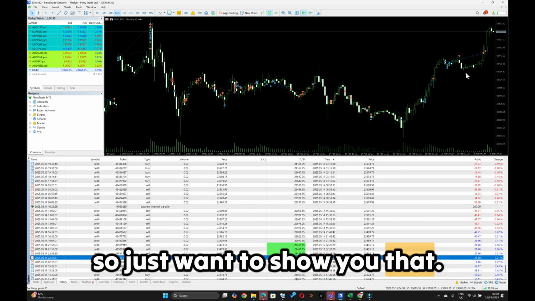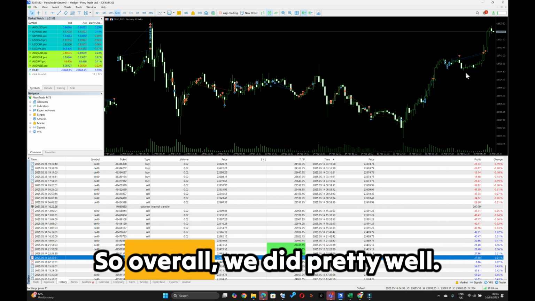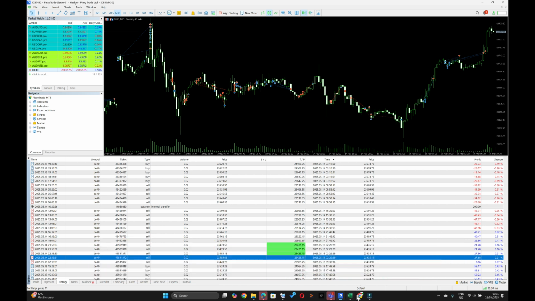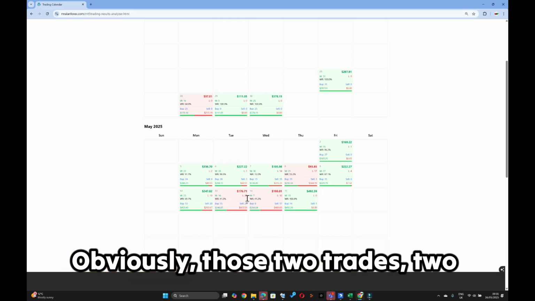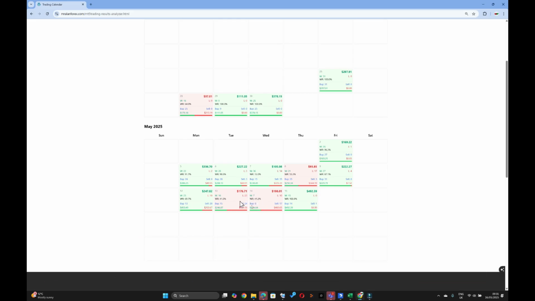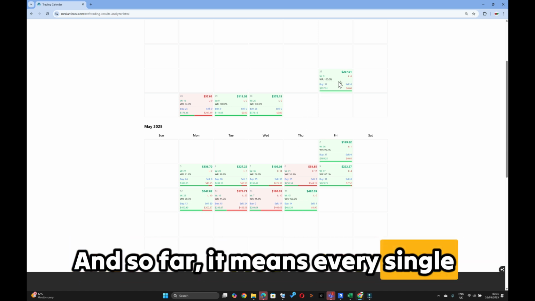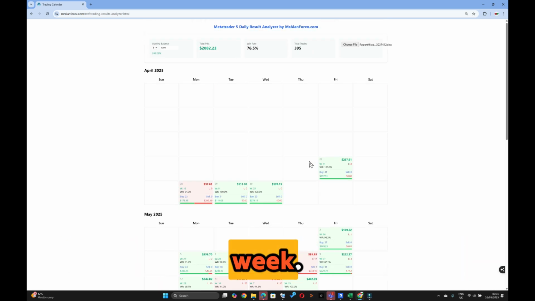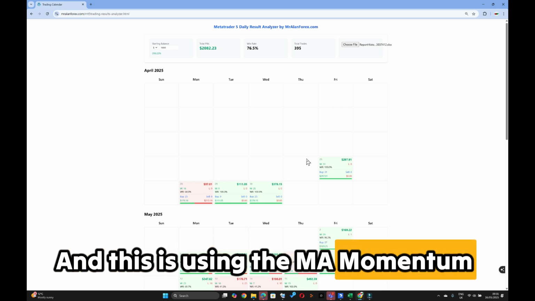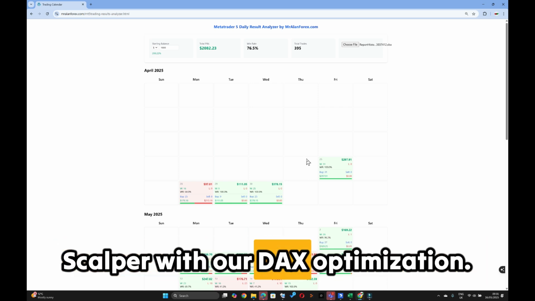So I just wanted to show you that. Overall, we did pretty well. Obviously, those two losing days in the middle didn't help, but we've made it all back today, and we've finished the week in positive. So far, every single week we've had a positive week. And this is using the MA Momentum Scalper with our DAX optimization.